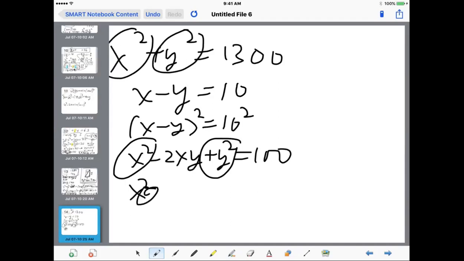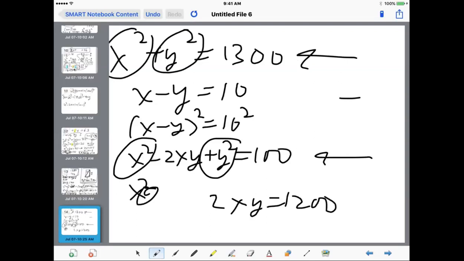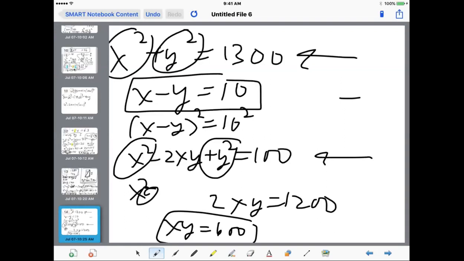If I do this top equation minus this bottom equation, we end up with 2xy equals 1200, because the x squared plus y squared would cancel out. And xy would be 600. And now we can take the fact that we have the product is 600, and the difference is 10.